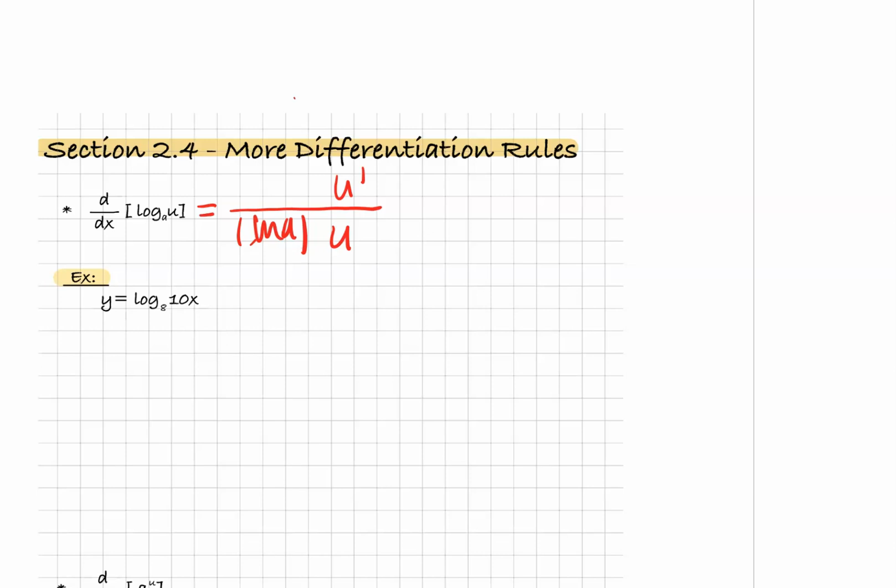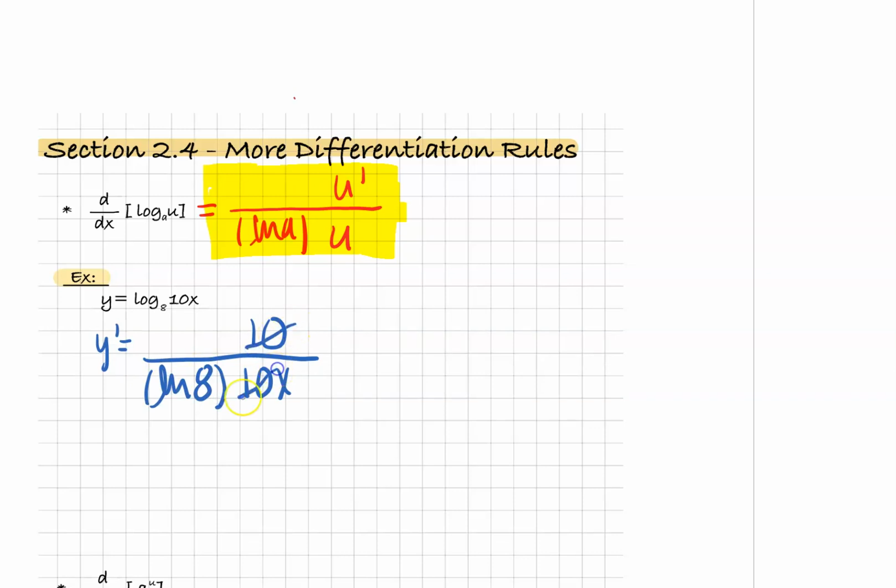So this is going to be our form for doing logs of any other base other than e, and it's just adding that ln a on the bottom. So let's look at that example. So if I'm going to do y prime of this, I'm going to draw my fraction bar. I'm going to write whatever I'm taking the log of on bottom. I'm going to write its derivative on top. And I'm going to do ln of the base in the denominator. As always, clean up as much as you can.